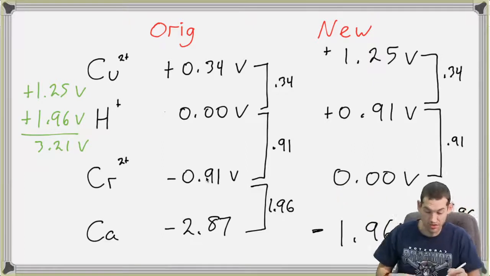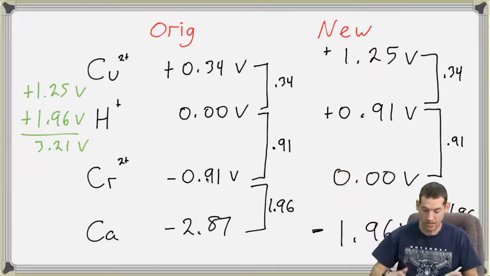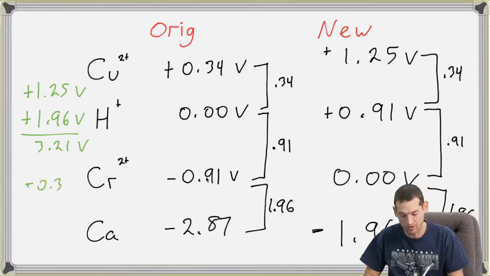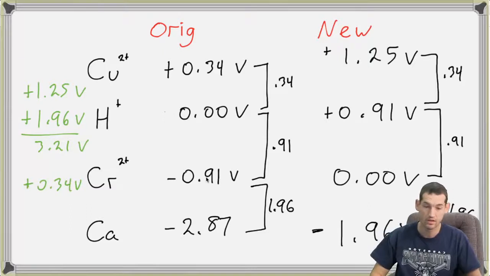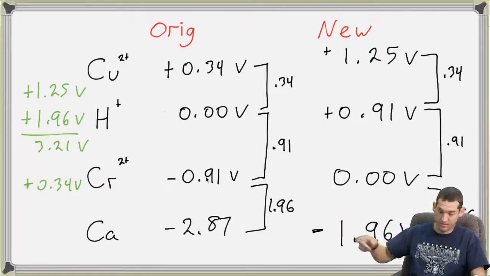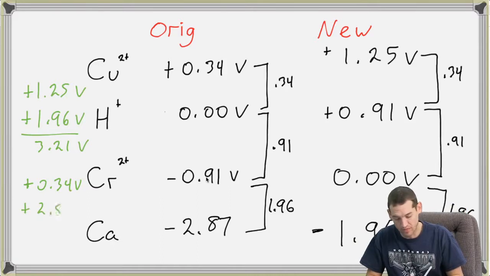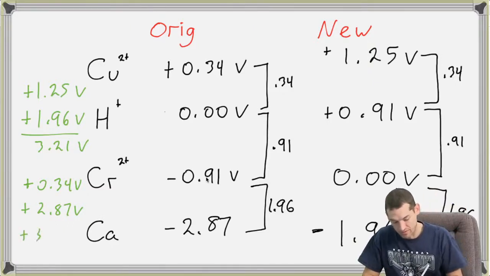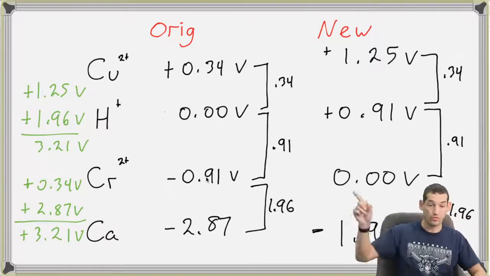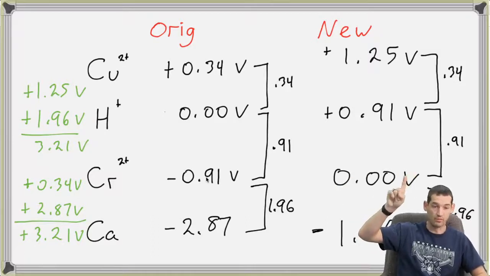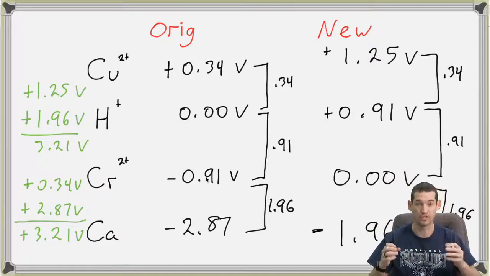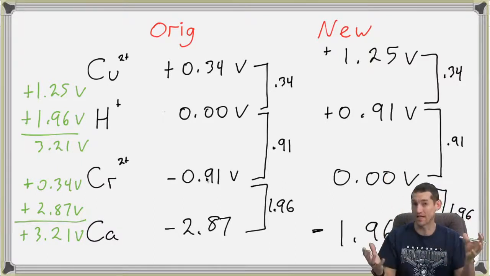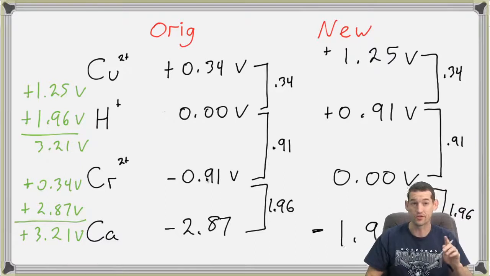But look what happens if I use the original numbers. Copper's still my SOA. If I leave the positive 0.34 volts, and then I flip the calcium, so now it's a positive 2.87 volts. Let me just double check that I didn't mess this up. I get positive 3.21 volts. So whether you use the original numbers or whether you use the new numbers, if you're looking for the net cell potential or the voltage of a whole thing, a net reaction, not a half reaction, it will never change.